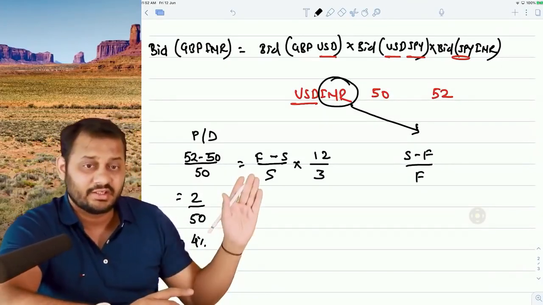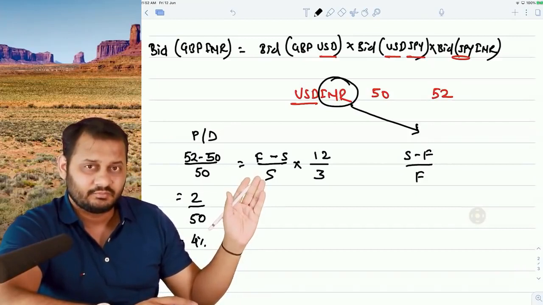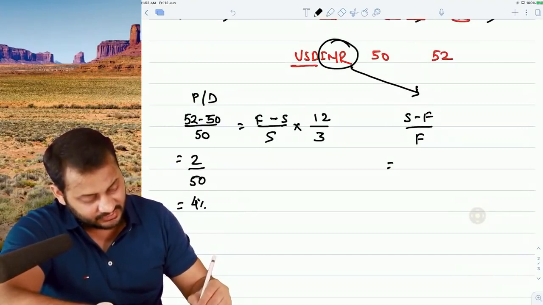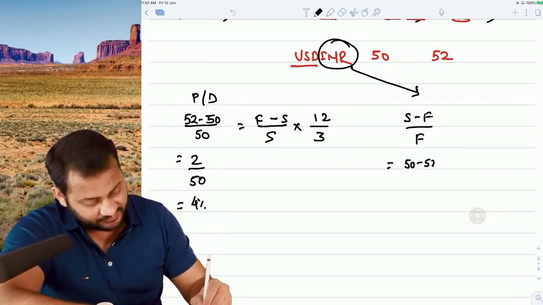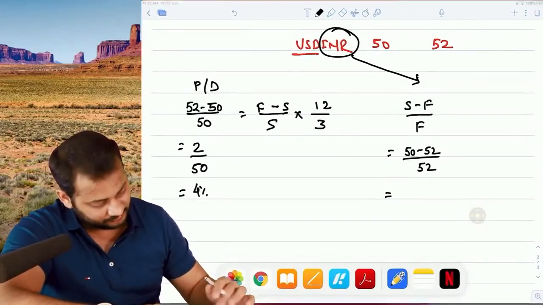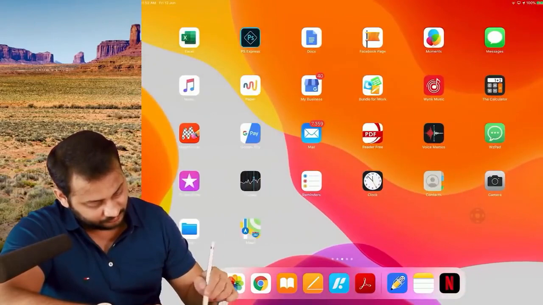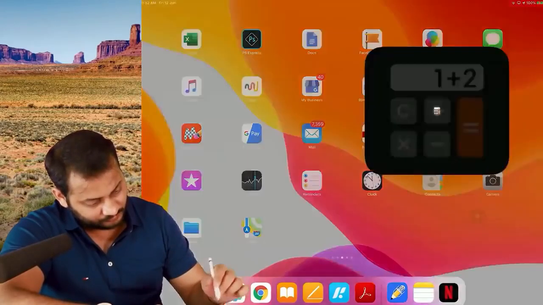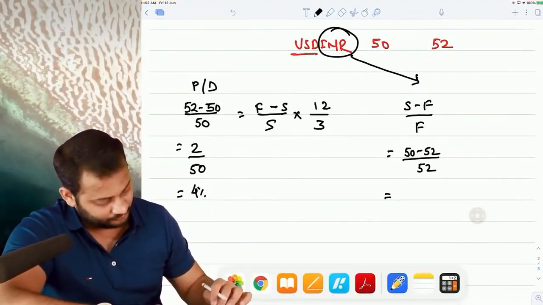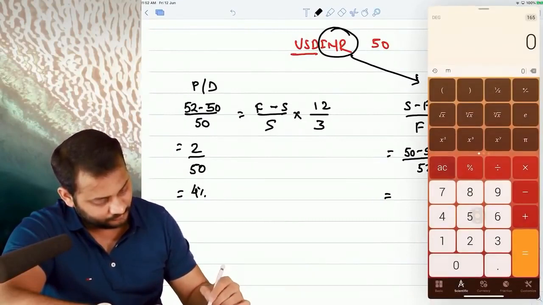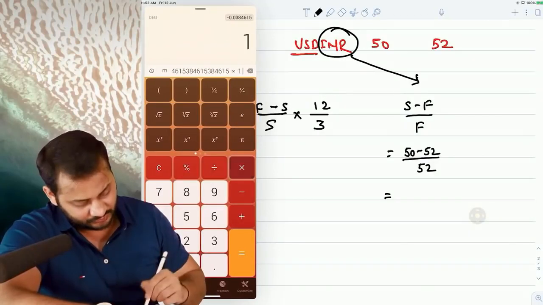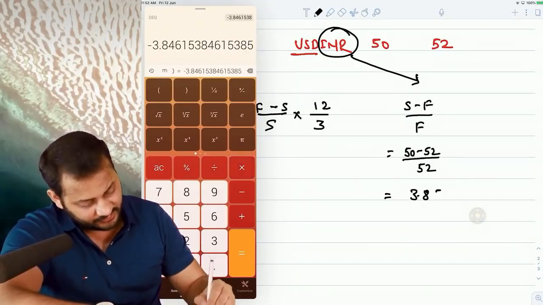And you will ask, why, sir, has the base changed? First of all, let's find out the answer from this equation. S is 50 minus 52 divided by 52. Then you will realize, 50 minus 52 divided by 52 goes to negative 3.85%.